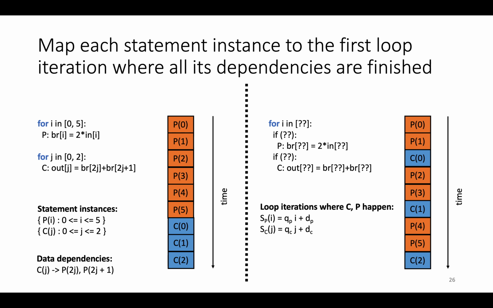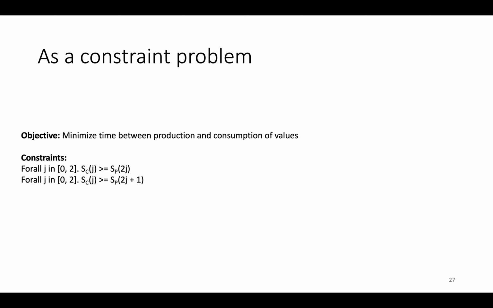And to represent the schedules, or the loop iterations where the new instances of consumer and producer statements happen, we're going to use standard polyhedral affine schedules. So the schedule for the producer is going to be that the ith instance of the producer happens at time some parameter qp times i plus dp, and the schedule for the consumer is similar. And these q's really represent the issue rate, or how often things are scaled in time. You can think of them as the initiation interval when we're working with the inner loop of a loop nest. And the d's are how many loop iterations you wait until you execute.